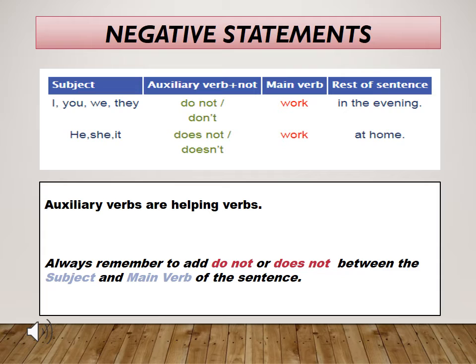As you can see in the example, there are two ways of making negative statements. With the subjects I, you, we, they, you will use the auxiliary verb do not, or you can write don't. Then you will add the main verb work and the rest of the sentence, in the evening. But you will make negative statements of he, she, it with does not or doesn't. Always remember to add do not or does not between the subject and the main verb of the sentence.